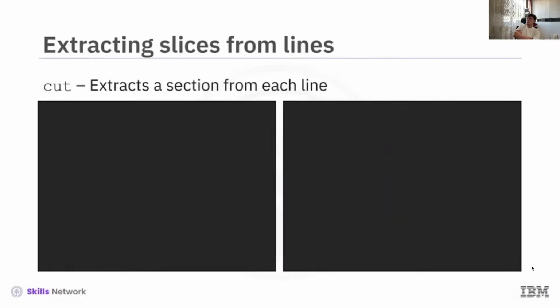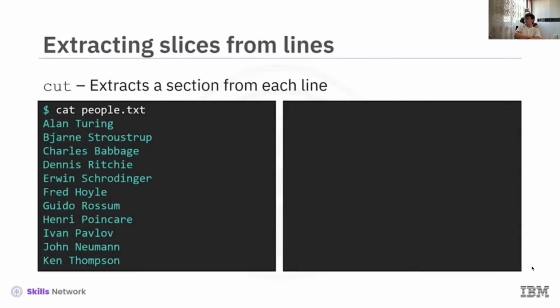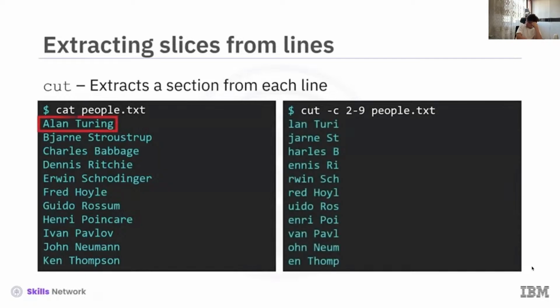You can also use the cut command to extract specific sections from each line in your file. Here you see the list of famous names again, such as Alan Turing and Charles Babbage. You can use the cut command to extract the 2nd to 9th characters from every line by entering cut -c 2-9 people.txt. You can see from the output that Alan Turing is returned as lan Turi.